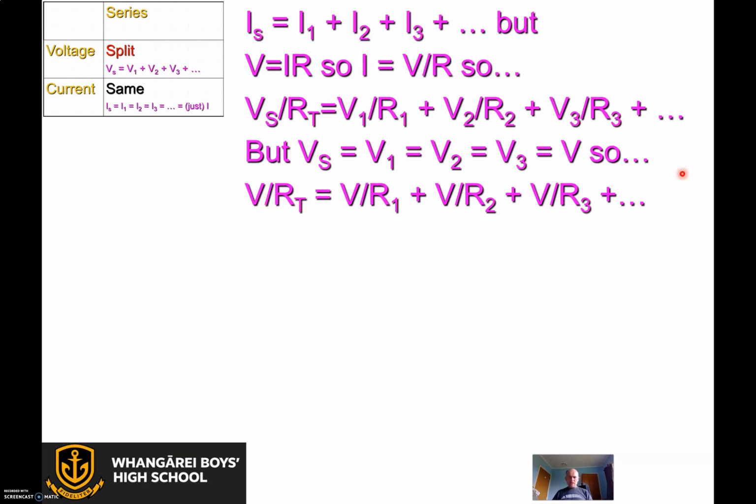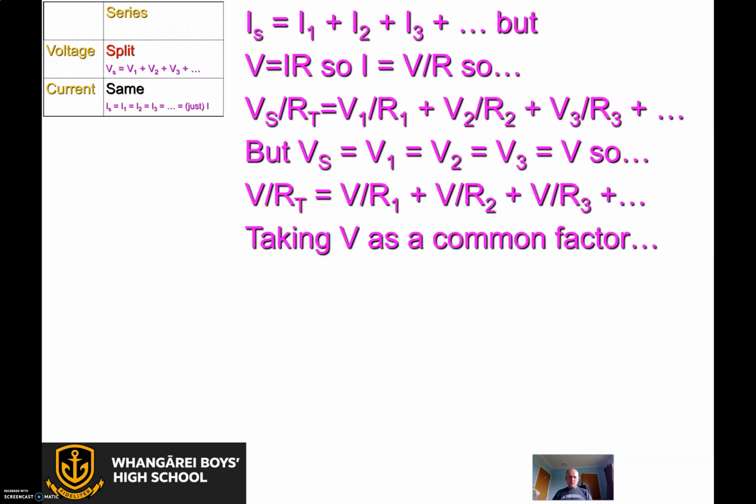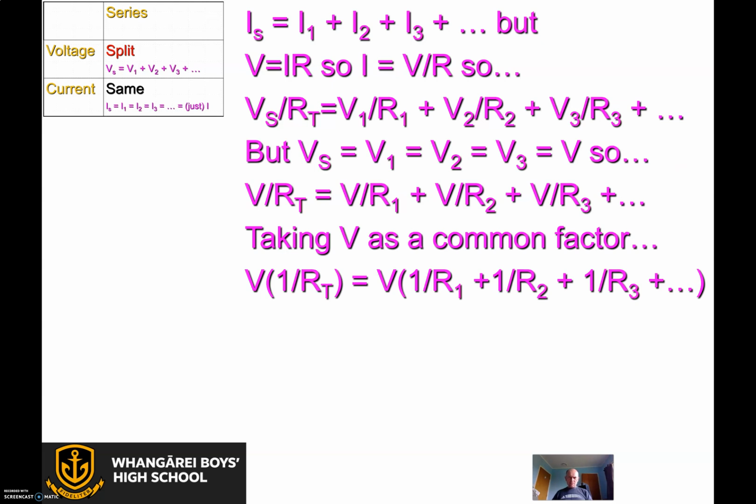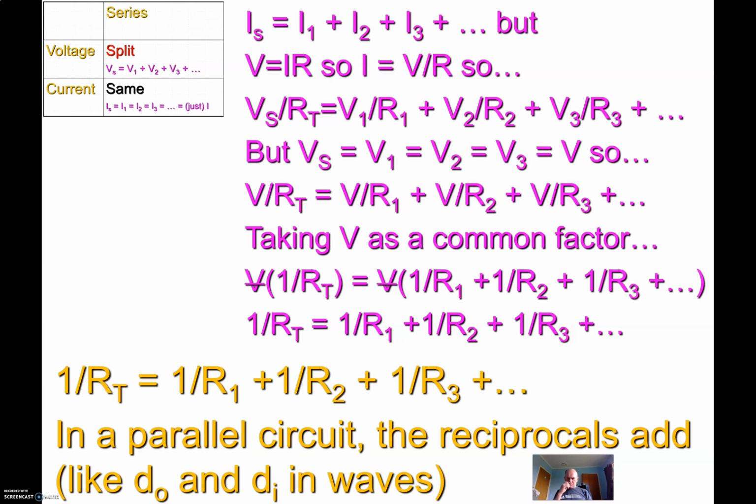Well, the cool thing is we can then take that out as a common factor. And we can have V times 1 over RT is equal to V times 1 over R1 plus so on. And then we can cancel the V from both sides because it's non-zero. And we finish up with 1 over RT is equal to 1 over R1 plus so on. Now the cool thing is that's a biggie. We can make that a lot bigger because that's what we're chasing.